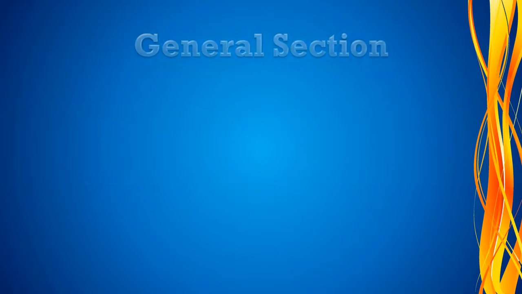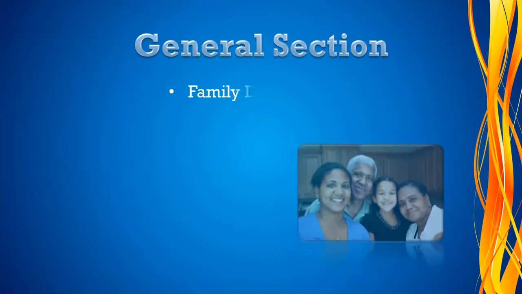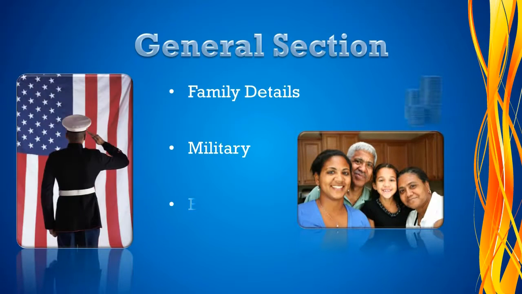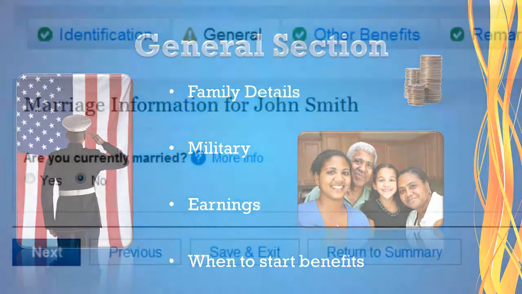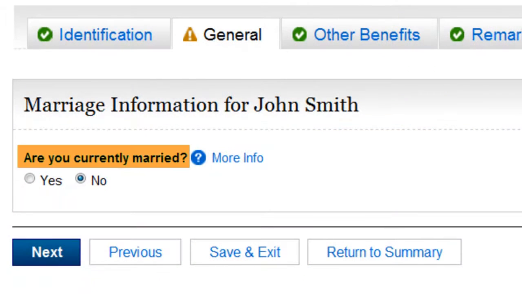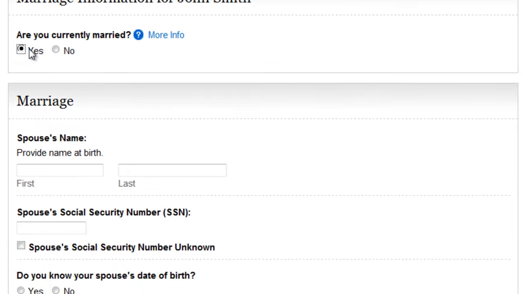The next section is called General, which deals with family details, military, earnings, and when to start benefits. There are several parts of the family details section you'll need to pay close attention to. The first is regarding your current and prior marriages, if any. If you have never been married, you'll be able to continue. If you are or have been married in the past, you'll need to answer additional questions before you can save and continue.